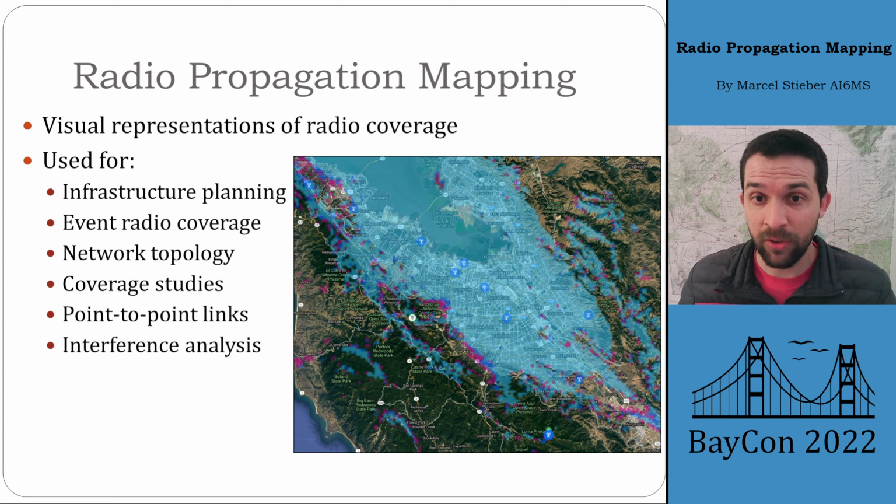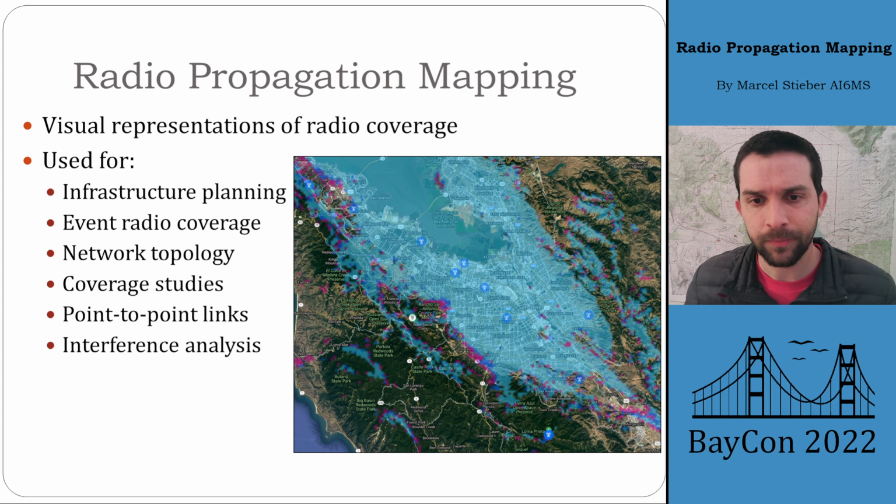You can also use it for coverage studies, which is similar to repeater coverage maps. You can do point-to-point links to understand which links you can make, what's line of sight and what's not, and whether different frequencies or power levels will work. And you can use this for interference analysis as well, using a similar point-to-point analysis between, say, two different repeaters in different parts that may or may not be causing interference for each other.